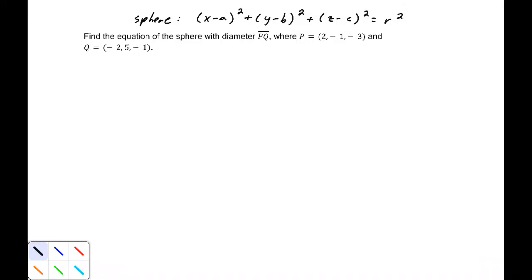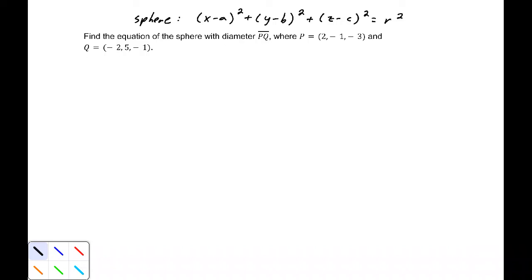Now we know that the equation of a sphere is given by this equation: (x - a)^2 + (y - b)^2 + (z - c)^2 = r^2, where C, the center of the sphere, is the point (a, b, c), and r is the radius of the sphere.